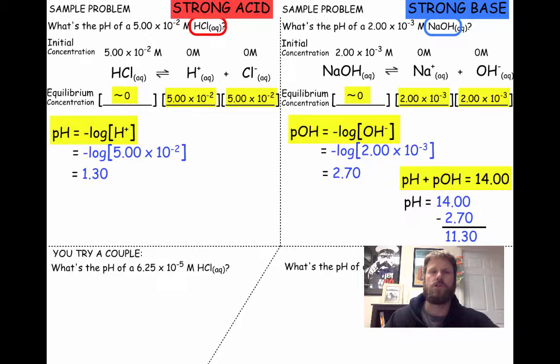Now it's your turn to try a couple examples like the ones I just did here. You're given the concentrations of a strong acid and a strong base. You need to determine the pH. Pause the video, try them out. When you think you got it, press play to see the solutions worked out.